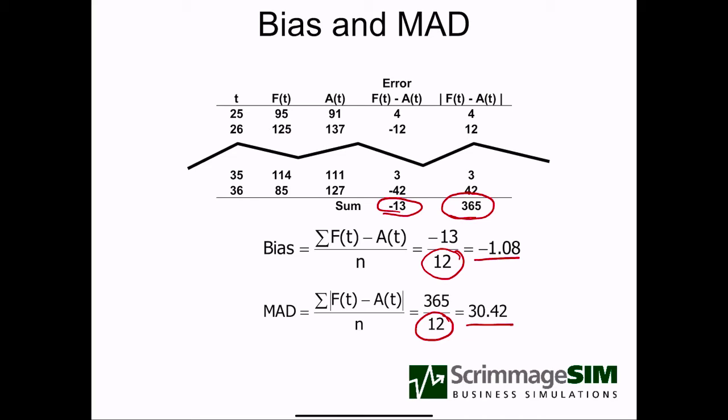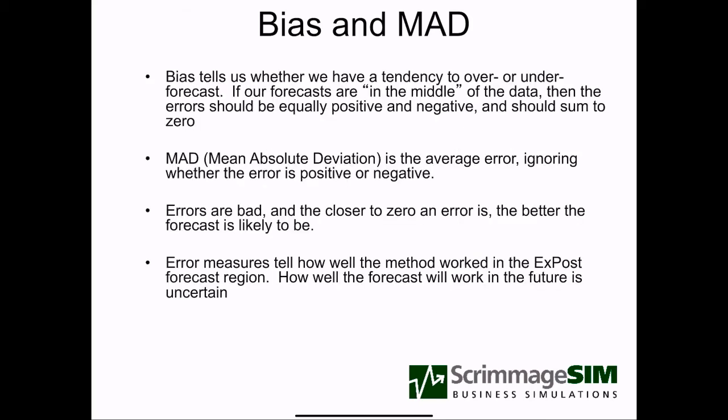What this says is, on average, the forecast compared to the actual is off by 30. Sometimes it's off in a positive direction, sometimes a negative, but the average forecast is within 30 plus or minus the value. Half the forecasts are farther away from the actual value by 30, whether positive or negative. Again, the bias looks at the tendency to over or under forecast.